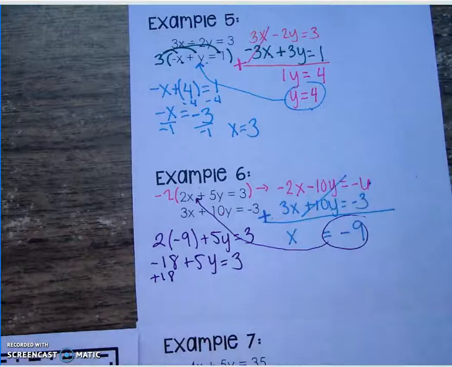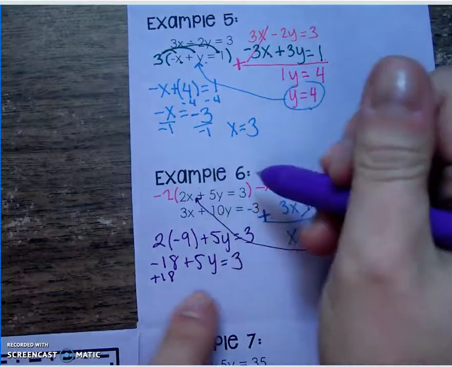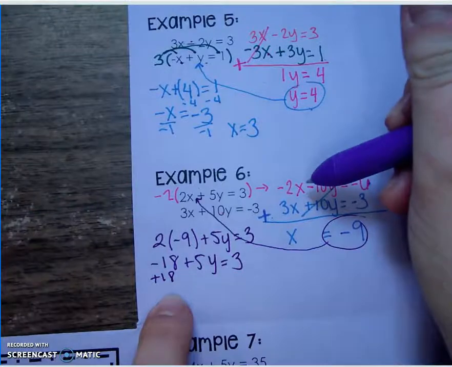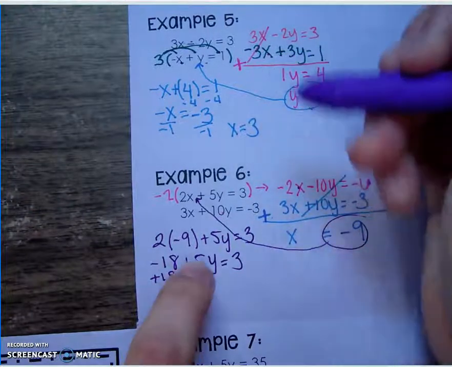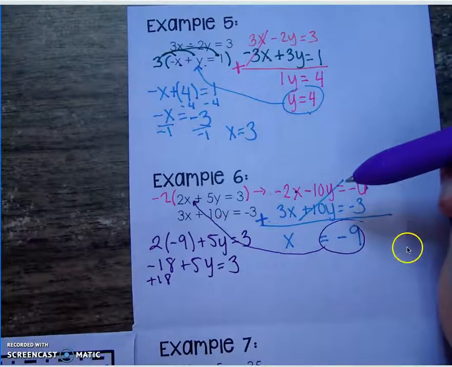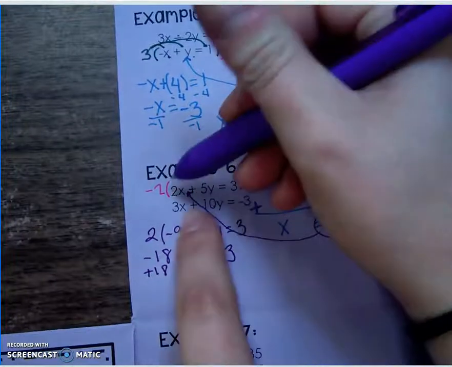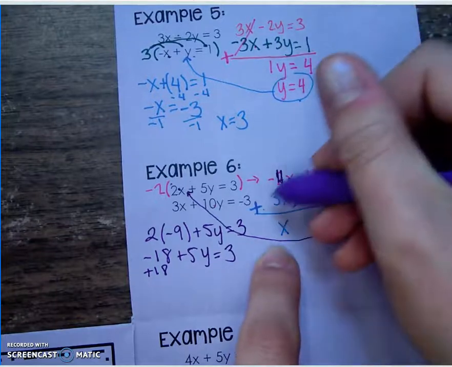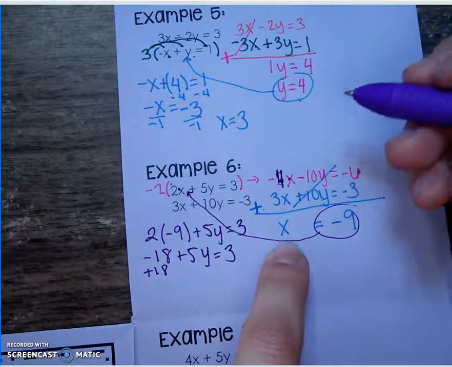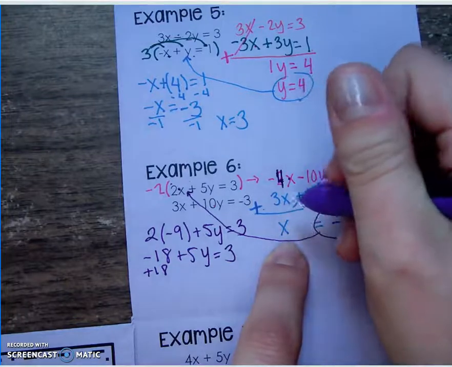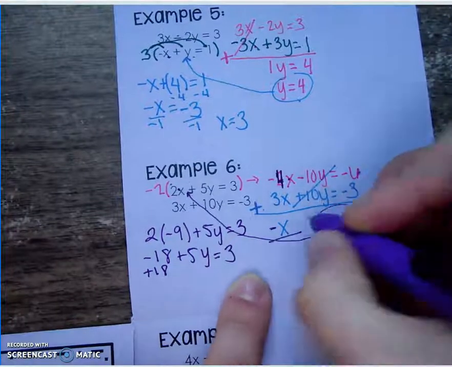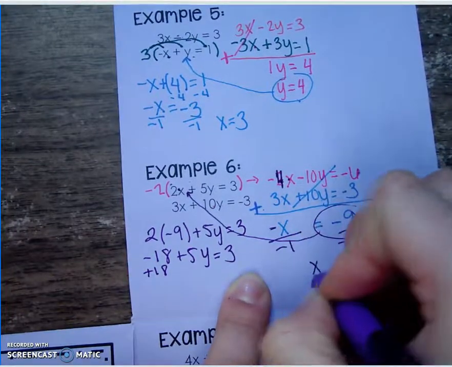Hold on. Did I mess up? 18. Oh, it's a positive 18. Oh, because, let's see. This negative 2. Oh, hold on. One second. I'm confused. Hold on. What I didn't do is multiply this negative 2 times the 2. This should have been negative 4. And negative 4 plus 3x is a negative x. And then the last step I had to do would be to divide by negative 1. So x equals positive 9.